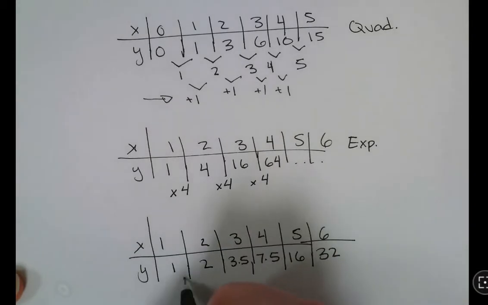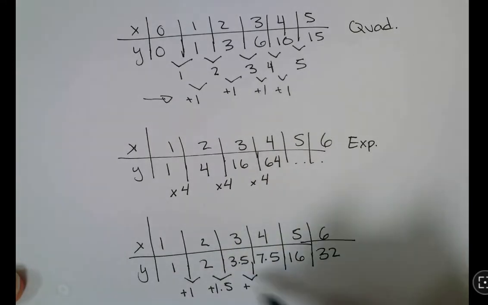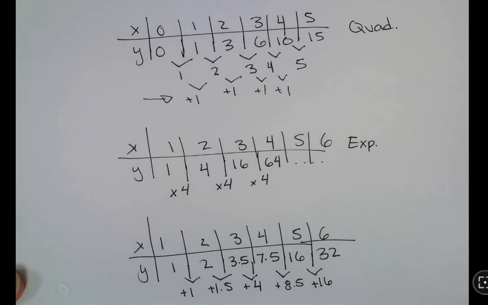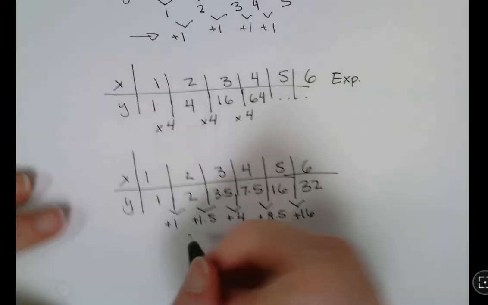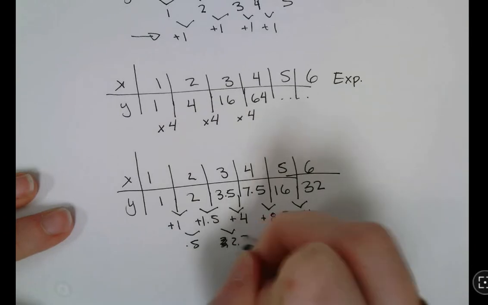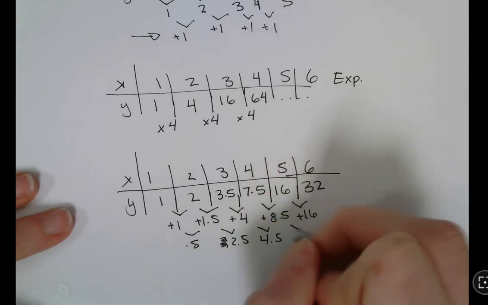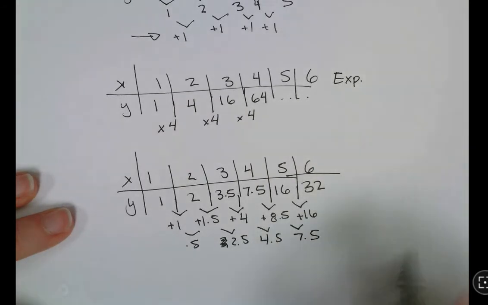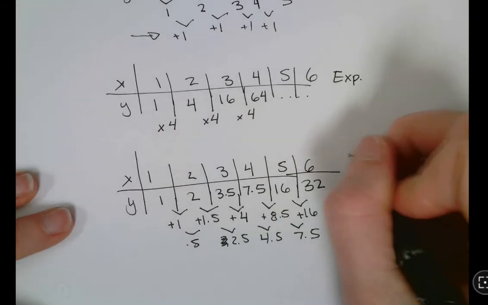Well, if I look at the differences here, plus 1, got a plus 1.5. Here, we're going up 4. We're going up about 9 and 8.5. And then here, we're going up 16. Well, this increase is increasing. If I look down below and find that second difference, 0.5, 2.5. Here, 4.5. Here, 7.5. That is also still increasing. This is going to be that exponential model again.